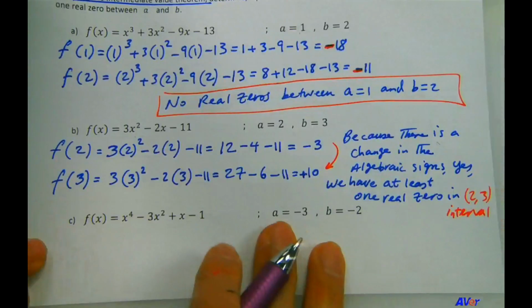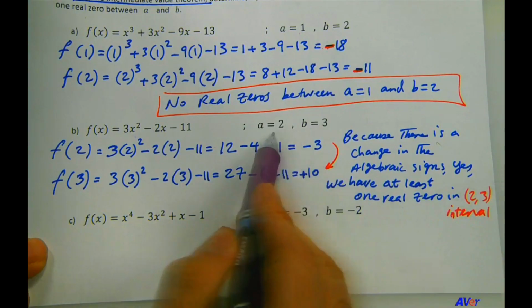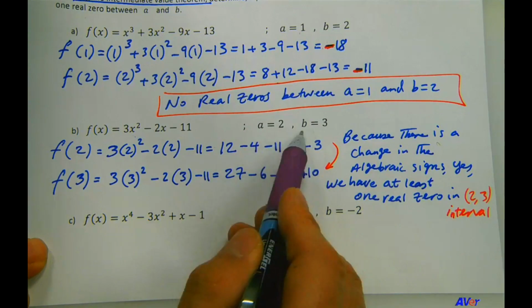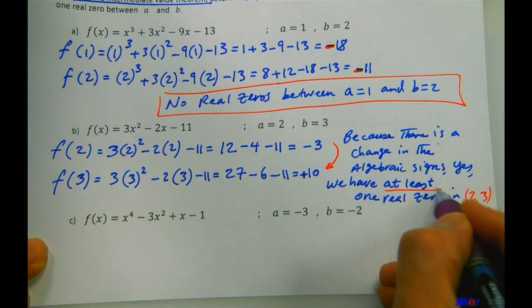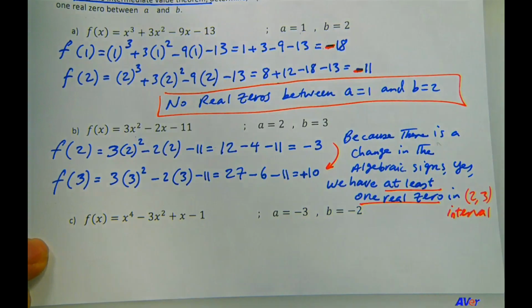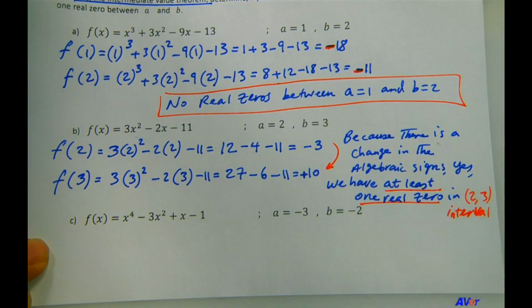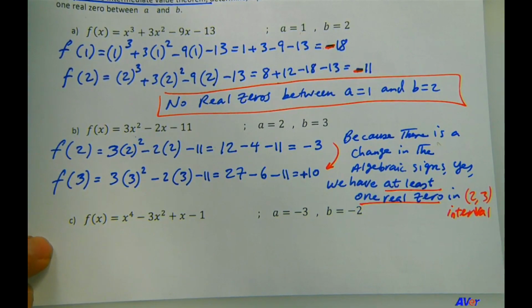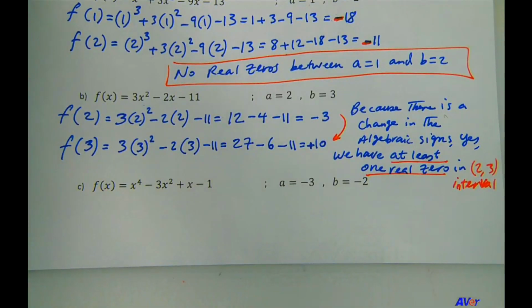Oops, sorry, I'm off the screen there. So that's an interval, from 2 to 3. That's an interval along the x-axis. From 2 to 3, we have at least one real zero in this interval. Okay, this is R, and then this is the interval, like that. I hope this matches your answer that you had on your own paper.